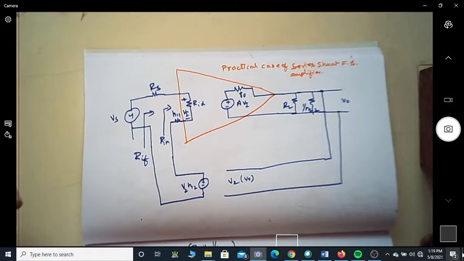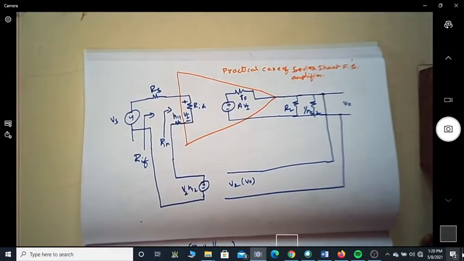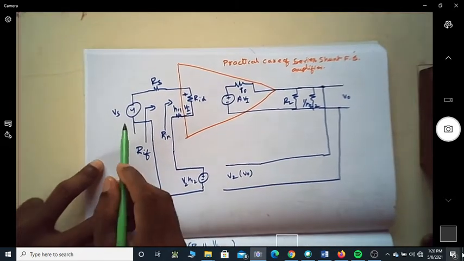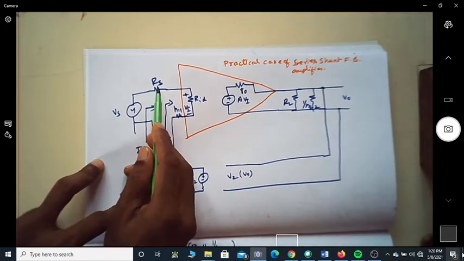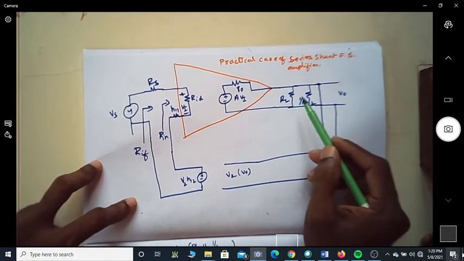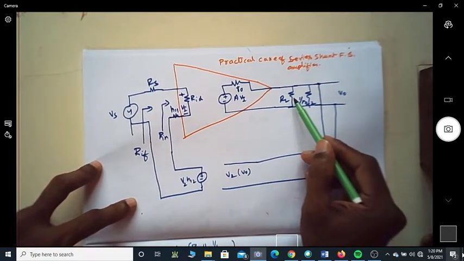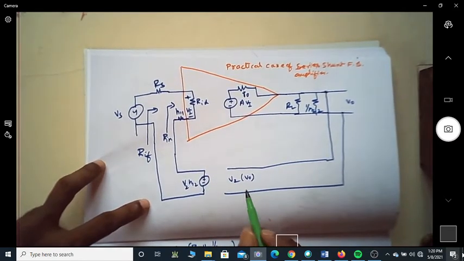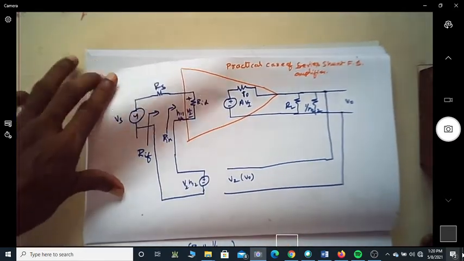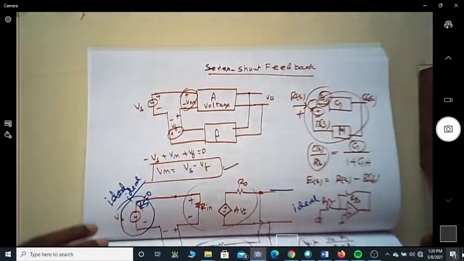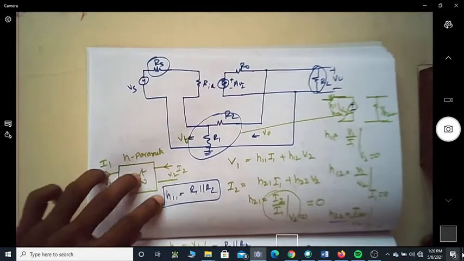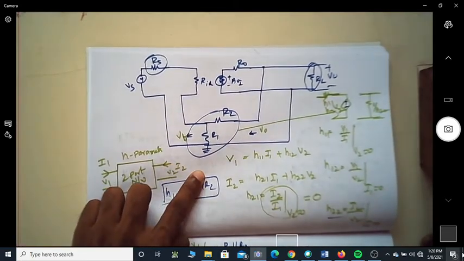So here in the previous video, we were discussing a practical case of series-shunt feedback amplifiers. We considered a voltage source having a source resistance RS, a load RL, and of course a feedback network consisting of R1 and R2. That's how we proceeded, and then we were able to bring it to this particular form. So this is the actual circuit that we have considered.